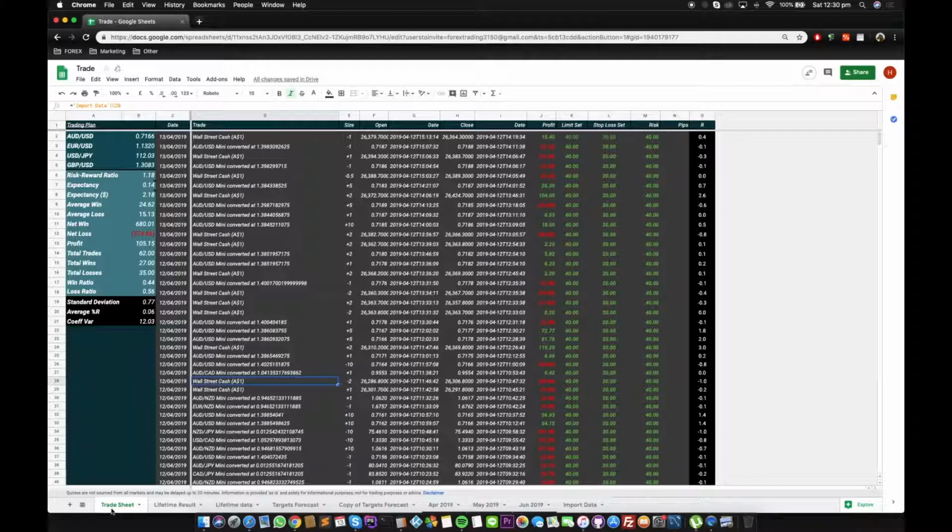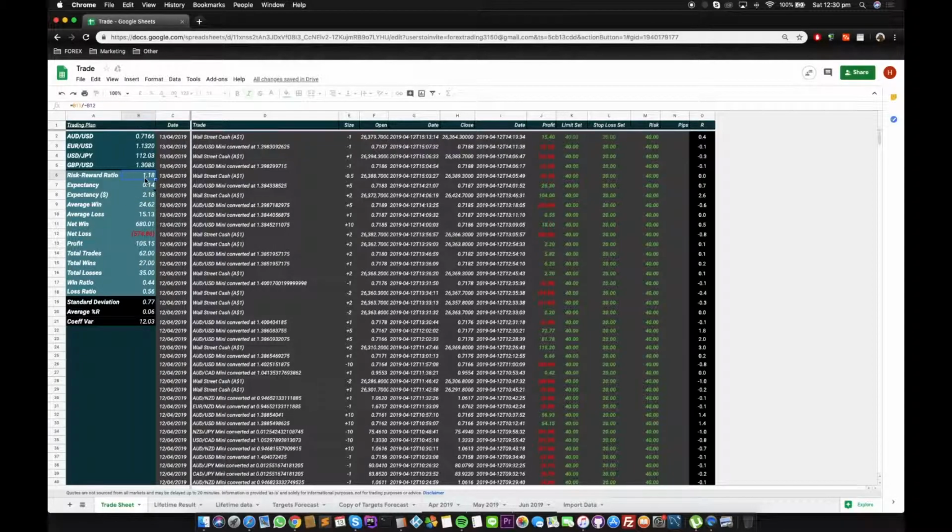And this first trade sheet is where I import my trade results, and it dissects all the performance of these trades here. So my average risk-reward ratio is 1.18 from all this data here. And my expectancy is 0.14, which is quite low. You should try to aim for 0.3 usually. And my dollar value is $2.18 per trade.